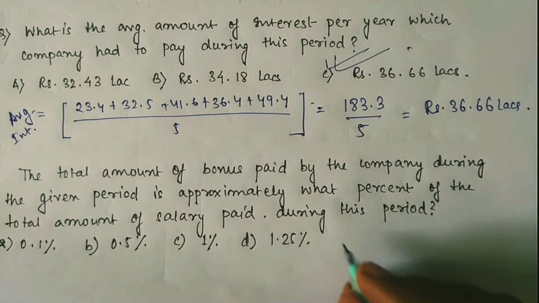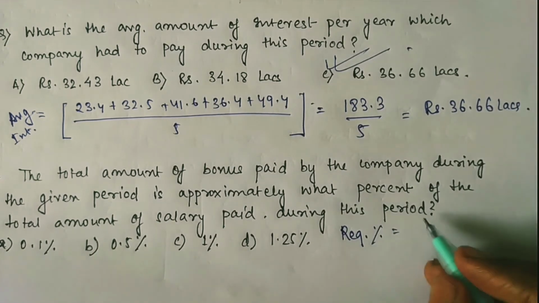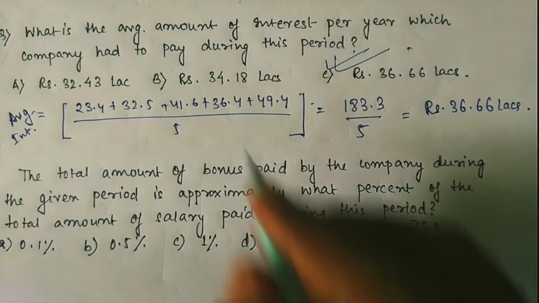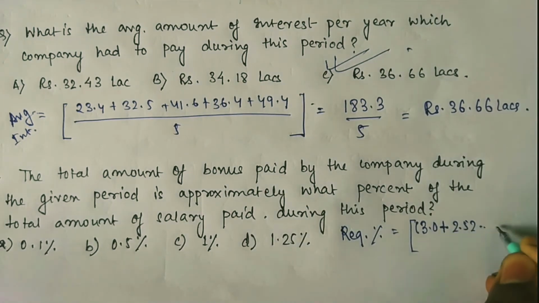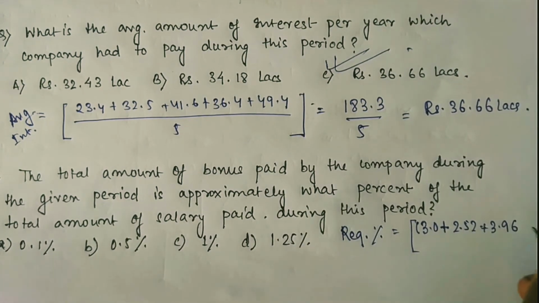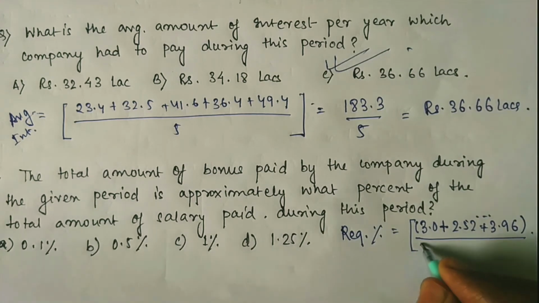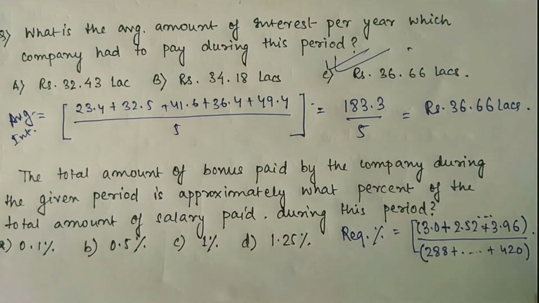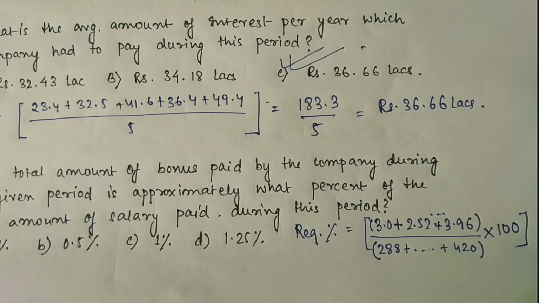So let us find out the required percentage. We will take the bonus from here: 3.0, we will add 2.52, up to 3.96. We will add like this, and we will divide it by the salaries. We will add the salaries up to 420, and we will multiply it by 100, because to find the percentage we have to multiply by 100.